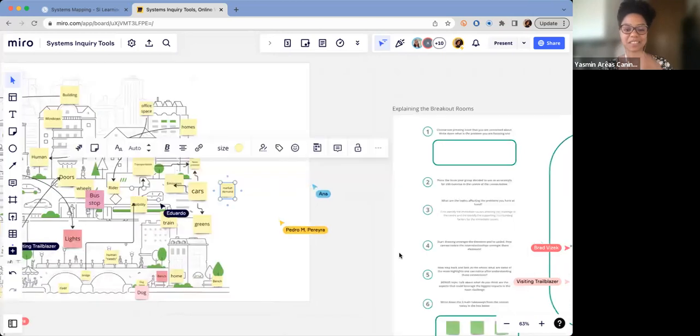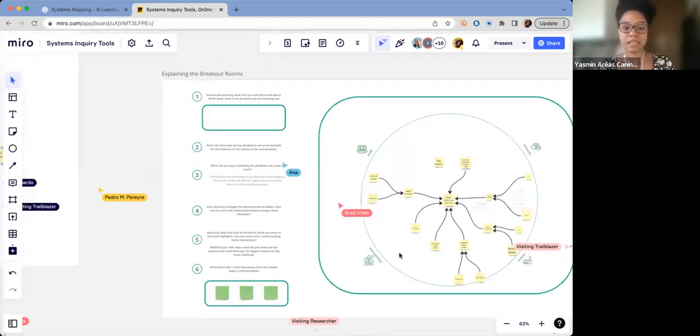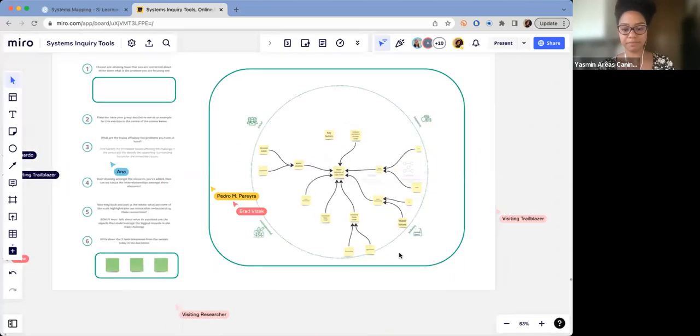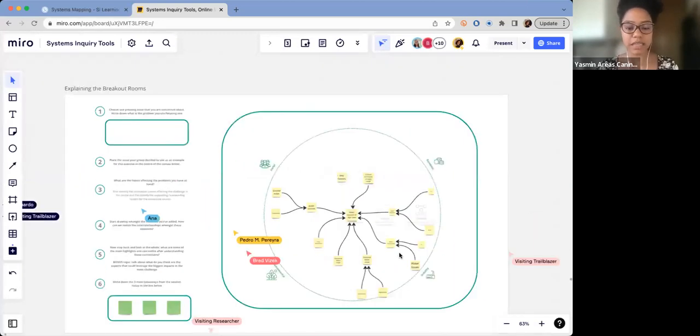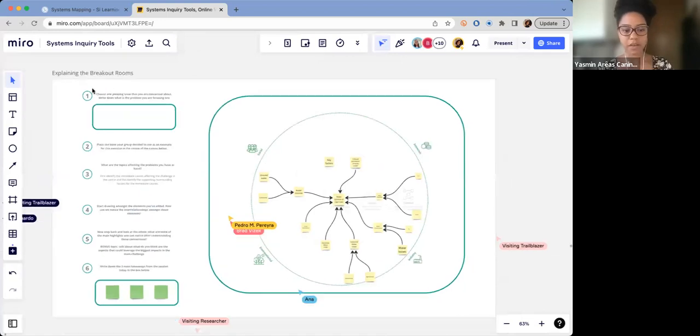No worries. So, okay, we're starting the exercise. First, we have the 6 steps here, right?